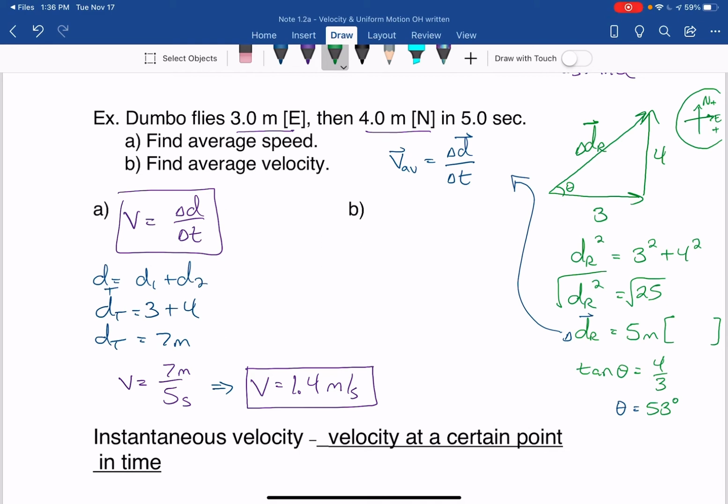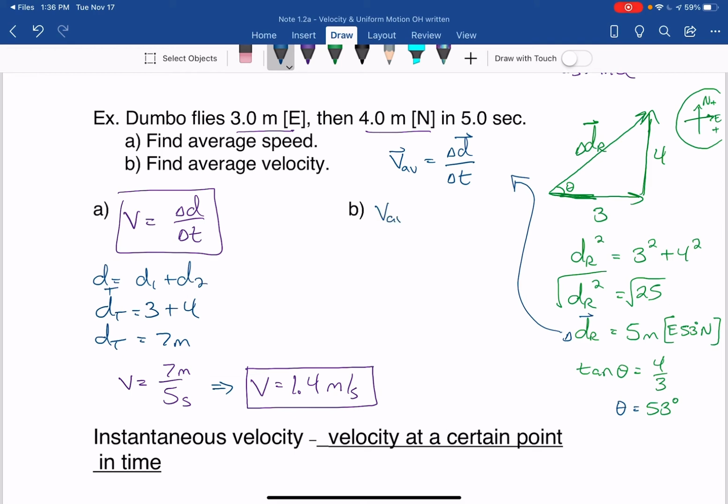And then, just like we did up at the top, the angle touches east. So this line right here touches east. So east, 53 degrees, and then north is our second direction. It's this displacement that we are filling in up here.